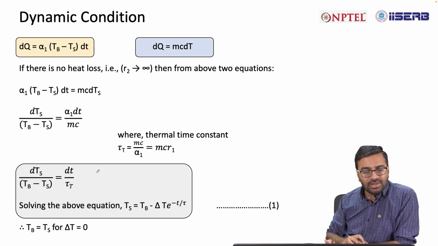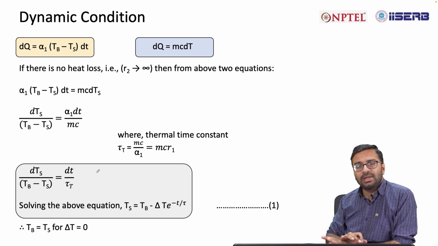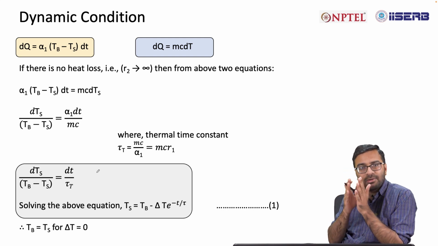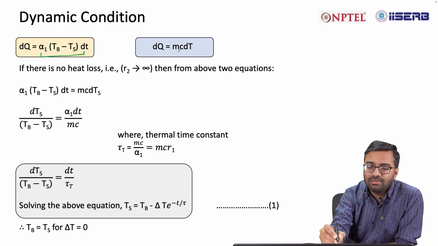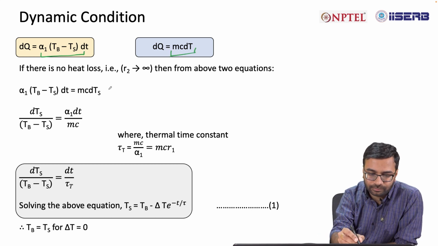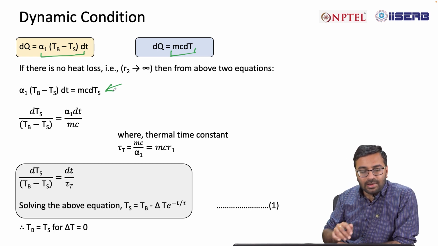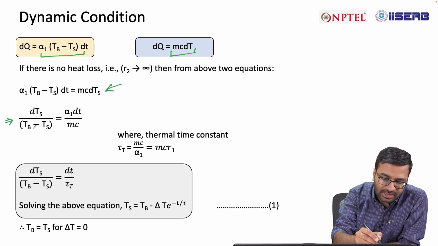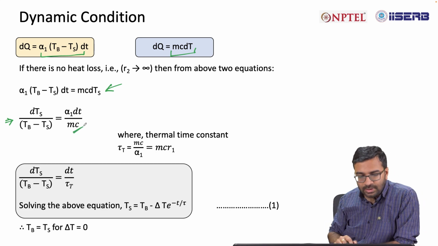However, in the next slide we have said, if there is no heat loss, that means no heat is getting lost anywhere, so it's only the thermal transaction between two objects, in this case the object and sensor, then alpha 1 (Tb minus Ts) dt will be equal to m into c into dt. This is the equation that we get. And then from here, if you do some rearrangement, you will find dTs divided by (Tb minus Ts) is equal to alpha 1 dt divided by m into c, right?